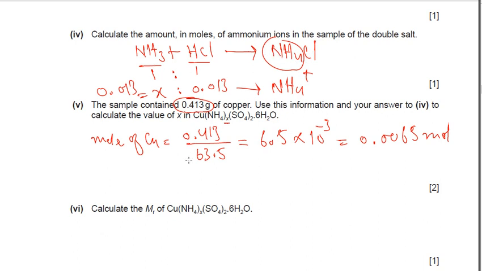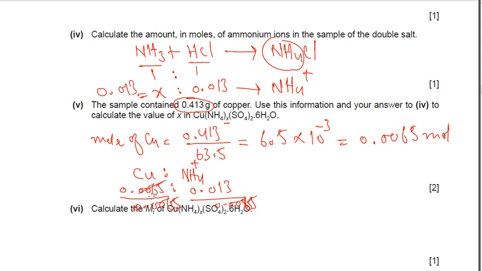Again, it has the same ratio. So we are making the ratio with the ammonium ion NH4 positive. The moles we got for the copper is 0.0065, whereas the moles for the ammonium we got 0.013. To convert into the simplified whole number ratio, we are going to divide by the smallest number, and the smallest number is 0.0065.